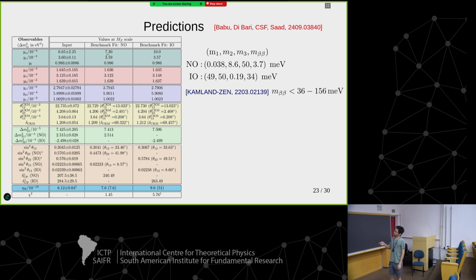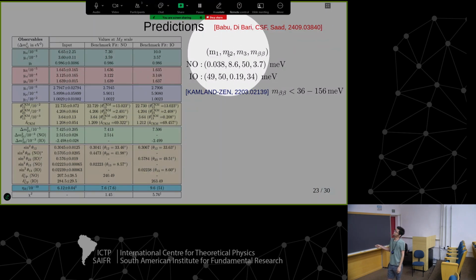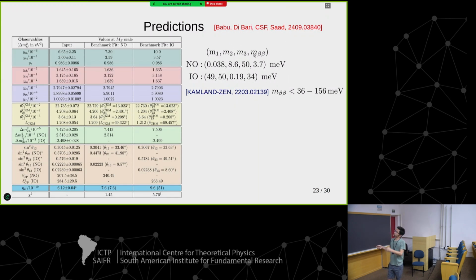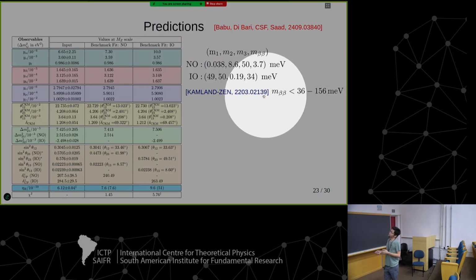And then the prediction, I call it prediction, is just these are the masses that come out from the fit, M1, M2, M3. And then this is some element, M_ββ, actually some parameterization that people use to characterize the neutrino's double beta decay rate. Then the experimentalists can put a bound on this quantity. So the experimental bound is in this range.